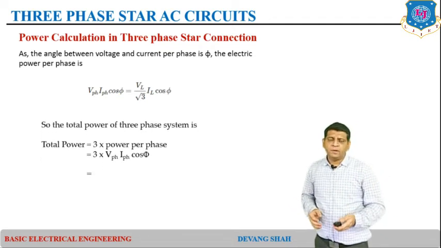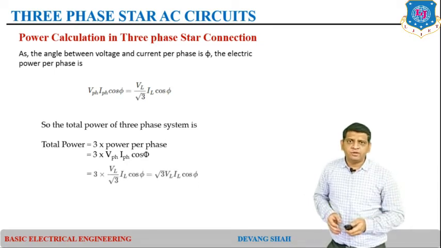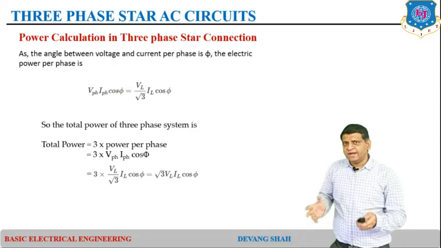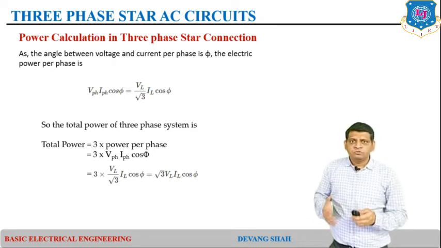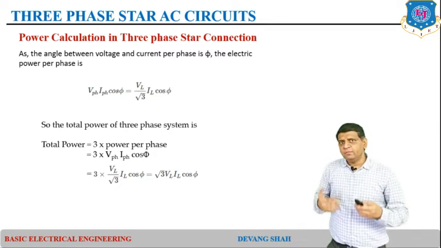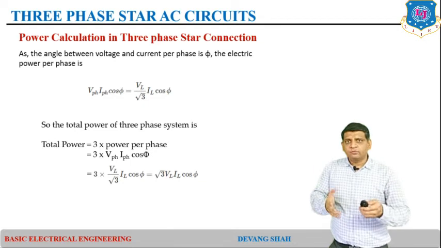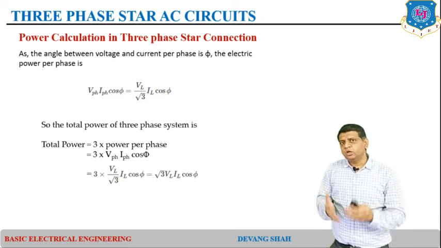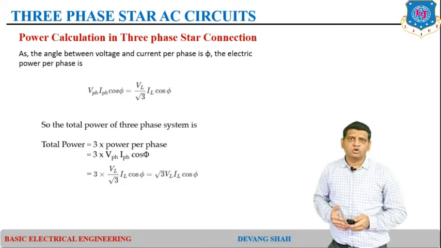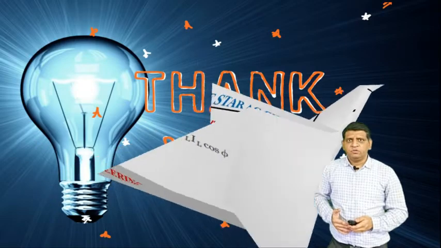So for real power, if you want to find the total power of the 3 phase, it is nothing but 3 times the power per phase, where you can find 3 EPH into IPH cos phi, and that is total power P equal to 3 into VL by root 3 into IL into cos phi, right? Why? Because EPH is equal to VL by root 3 and IPH is equal to IL. So from this you can find the total power of this star connection is nothing but root 3 times VL IL cos phi, right? This is about the generation of 3-phase star connection.